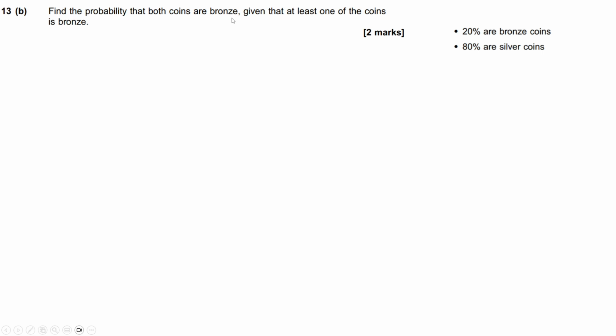Find the probability that both the coins are bronze, given that at least one of the coins is bronze. This one's a bit more tricky, but having at least one be bronze is the same as not having them both be silver. So it's 1 minus the probability of both of them being silver. Either you could get a bronze and a silver, a silver and a bronze, or a bronze and a bronze. You could calculate those three probabilities instead of doing this. This is just a bit quicker, it's up to you. That comes out at 63 over 64.